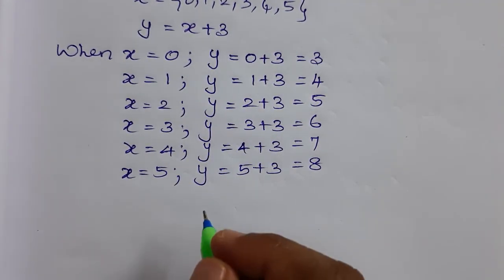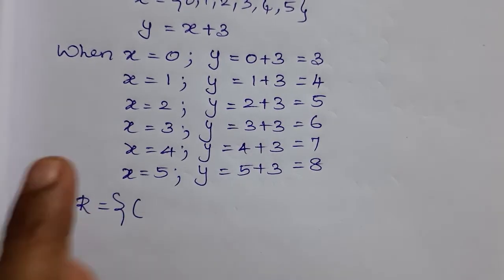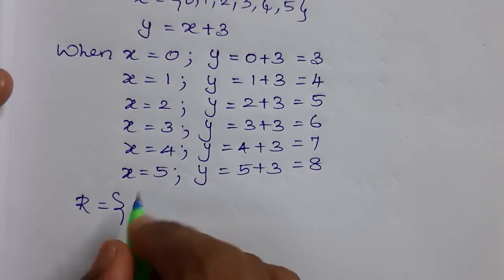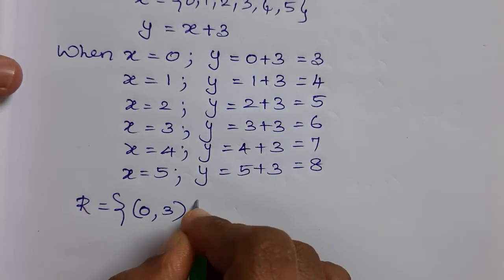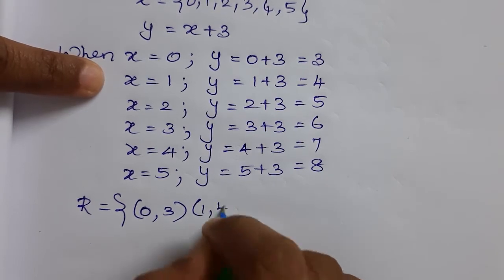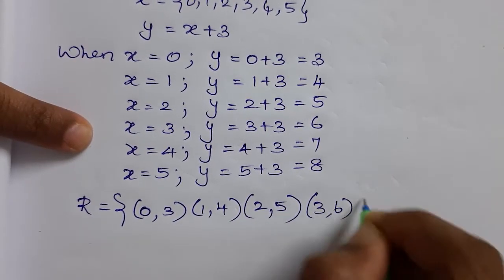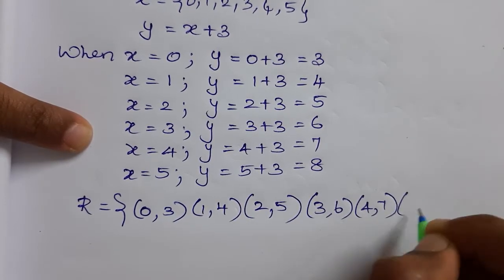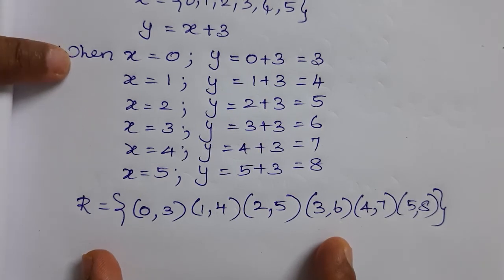So now let us write the relation R. Relation R is given as (x, y). So (x, y) means when the value of x is 0, the value of y is 3. So (0, 3), then (1, 4), (2, 5), (3, 6), (4, 7), (5, 8). So this is the relation.